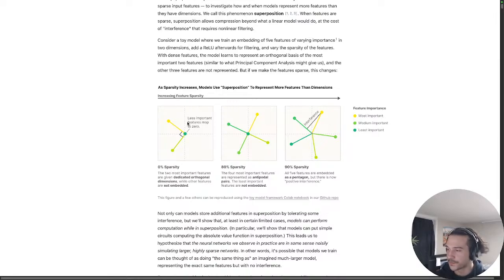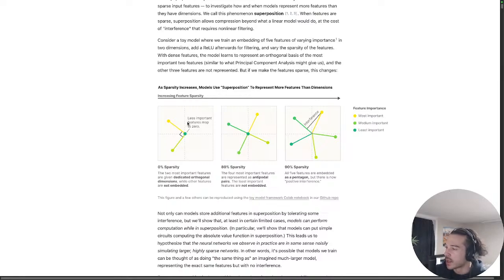80% sparsity. The 4 most important features are represented as antipodal pairs. The least important features are not embedded. So in this diagram, we just see 4 lines, or really 2 lines that form a cross. All of the lines are orthogonal to each other.